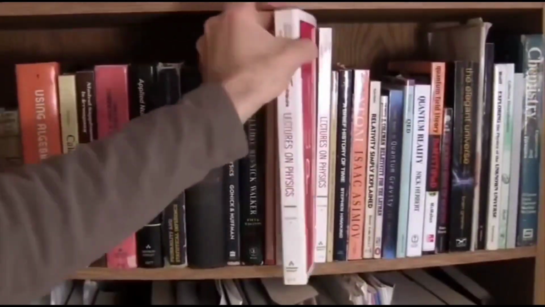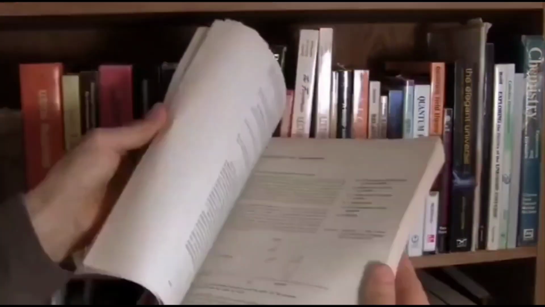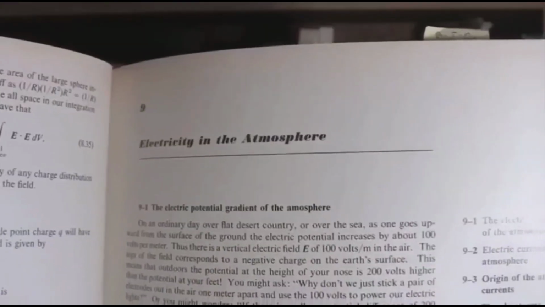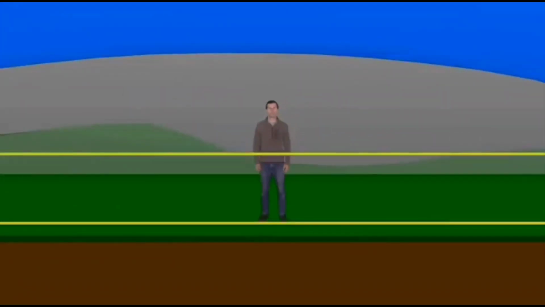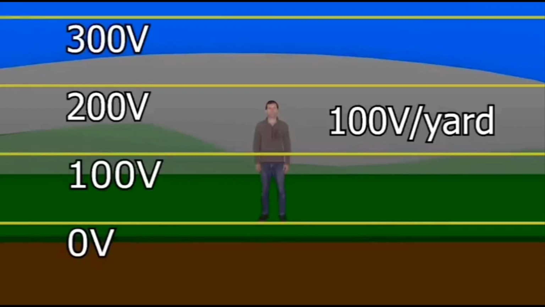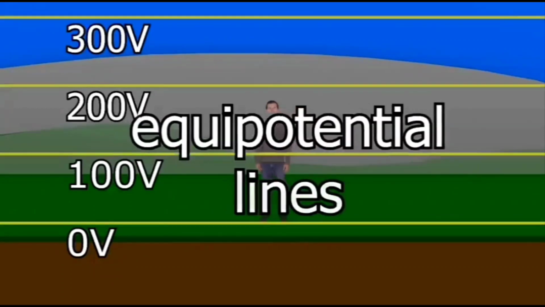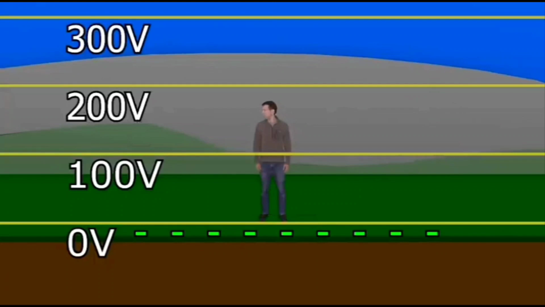The following explanation is adapted from Nobel Prize-winning physicist Richard Feynman's lecture on physics, a section called Electricity in the Atmosphere. For every meter you go up in the air, the voltage increases by around 100 volts, or we could say around 100 volts per yard. We can draw these voltage increases using what are called equipotential lines.